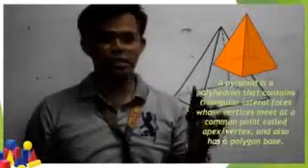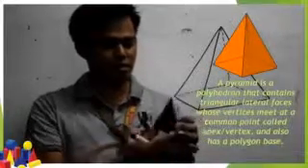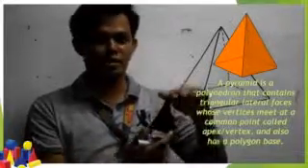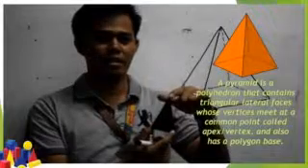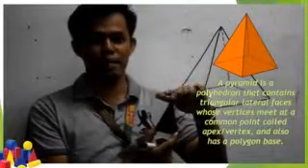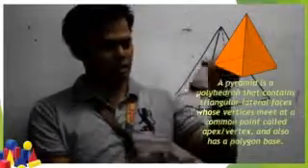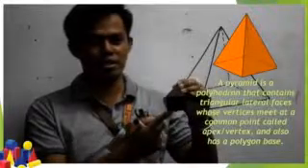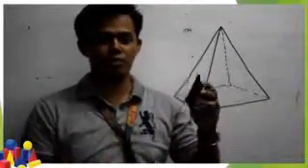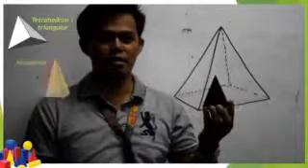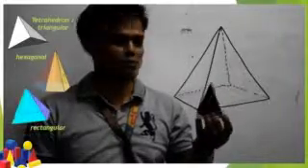A pyramid is a polyhedron with triangular lateral faces, whose vertices meet at a common point called the vertex, or sometimes called the apex, the highest point of the pyramid. There's also a regular polygon base that determines the type of the pyramid. In this case, this is a square pyramid, since the polygon base is a square. Other types of pyramid may be called a triangular pyramid, hexagonal pyramid, and so on and so forth.